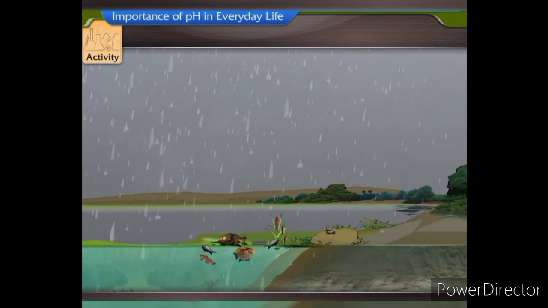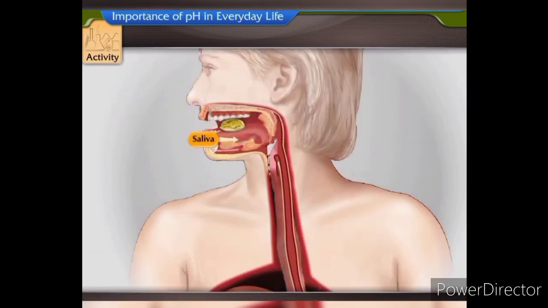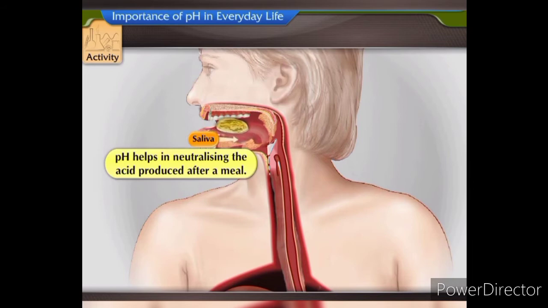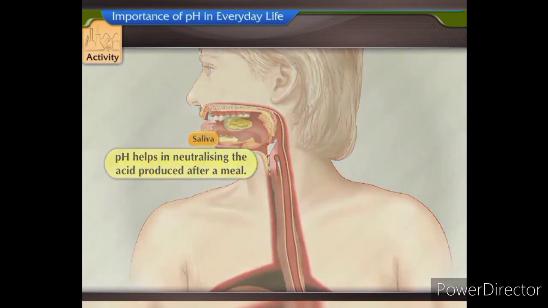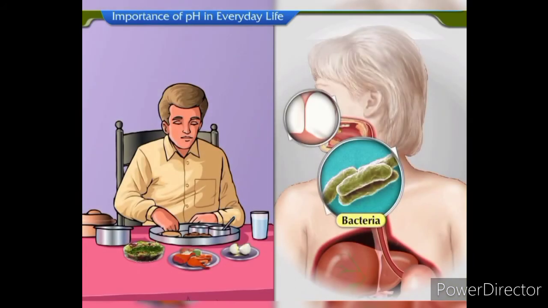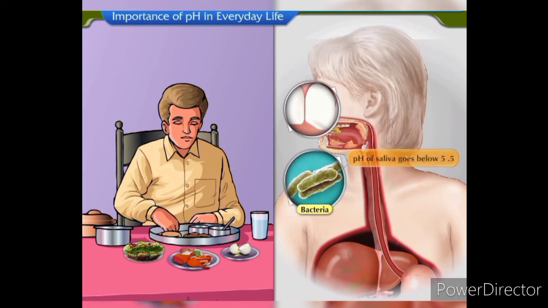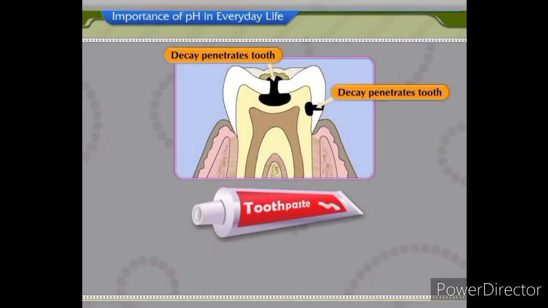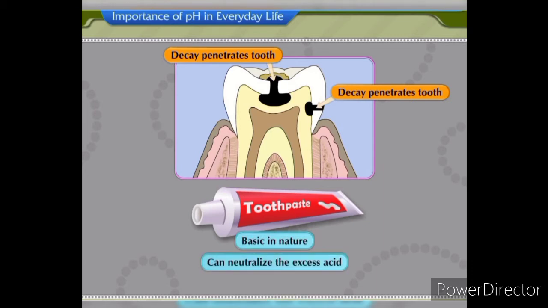What is the importance of the pH of our saliva? Our saliva has a certain pH which helps in neutralizing the acid produced after a meal. After a meal, the bacteria in the mouth break down food particles to produce acids. This causes the pH of the saliva to go below 5.5. Although our tooth enamel is made of a hard substance called calcium phosphate, a highly acidic pH can cause tooth decay.